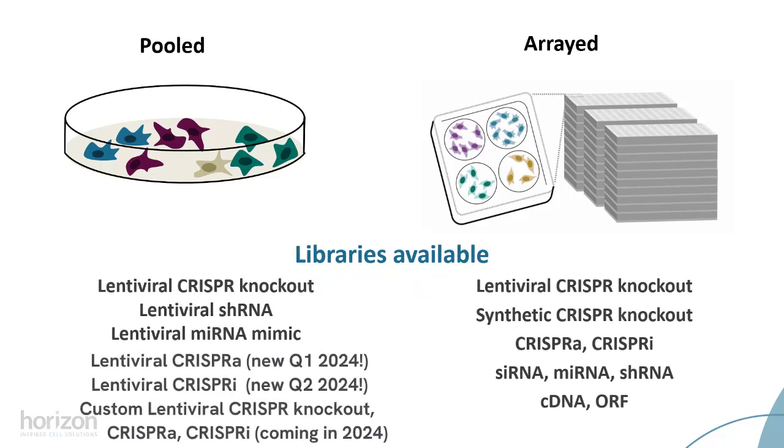And there's more choice because we have both lentiviral and synthetic guide RNAs. And our cherry pick option is perfect for arrayed custom libraries. Coming soon, we'll have custom pooled libraries for CRISPR knockout and CRISPR activation or interference available too.